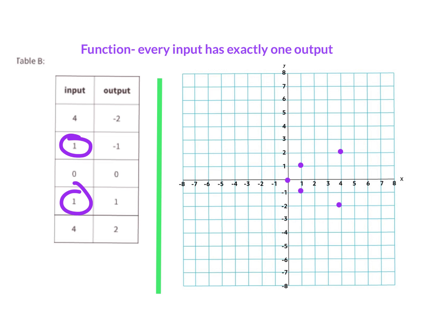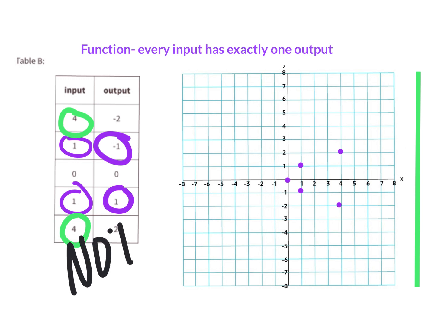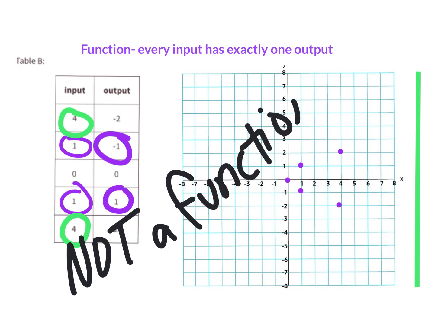Okay, so watch when I pull the line across. It's fine here, but see how right here 2 points are on the same line? And also right here 2 points are on the same line. That means the input of 1 has 2 different outputs. See how it has 2 different outputs? And the input of 4 has 2 different outputs. So this is not a function for table B.